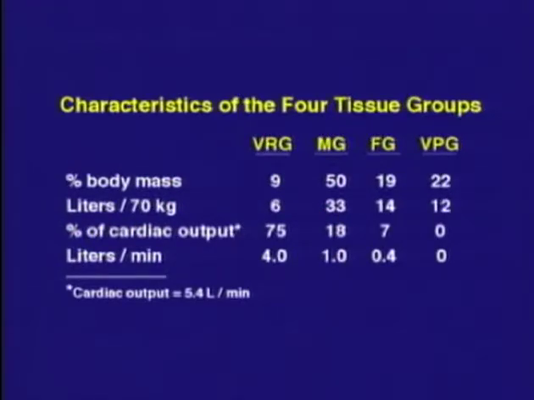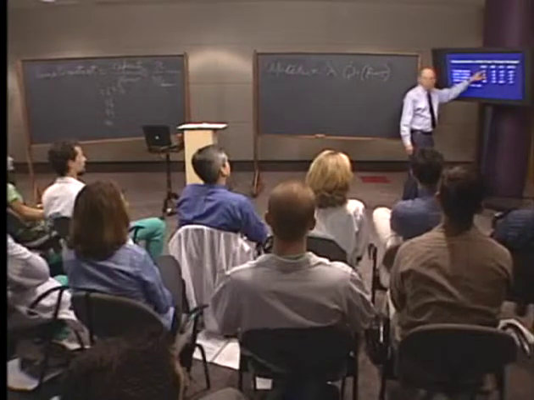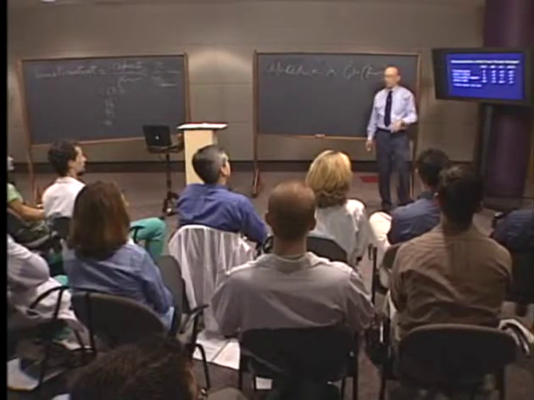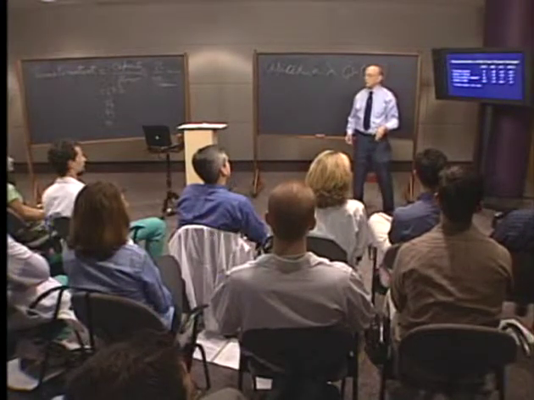So we have several tissues that we need to consider. In fact, the body tissues can be grouped into 4 tissue groups that are defined by their time constants. Some having short time constants, moderate time constants, and long time constants. The vessel-rich group is what its name implies. It's composed of those highly vascular tissues of the body.